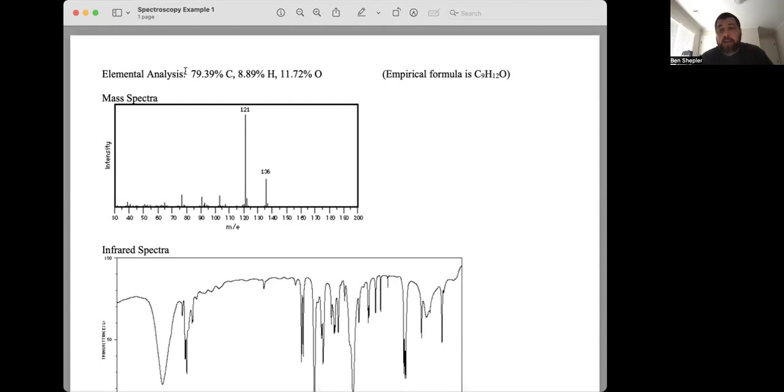So in this case, I've put the elemental analysis, but for the spectroscopy examples on the tests in this course, I'm not going to have you do the elemental analysis. In this case, I just gave you the empirical formula, so we can save a little bit of time. We don't have to use the mass percentages to get the empirical formula. That was just given to us.